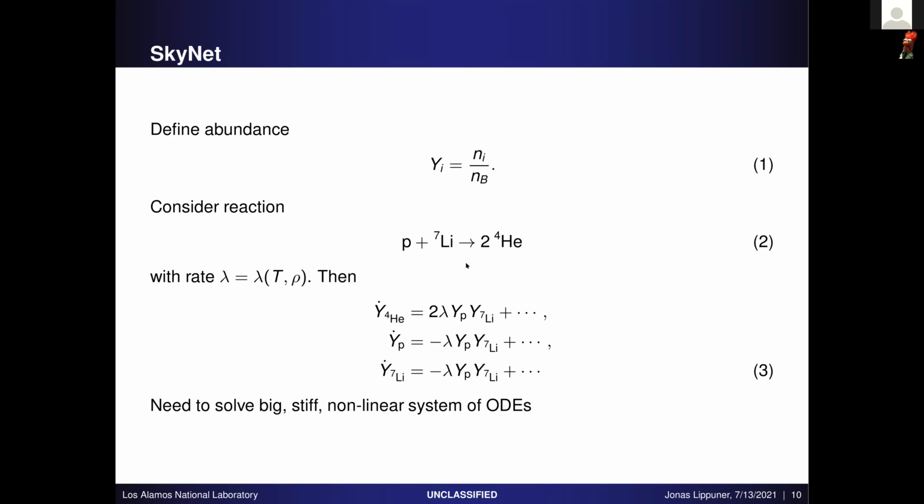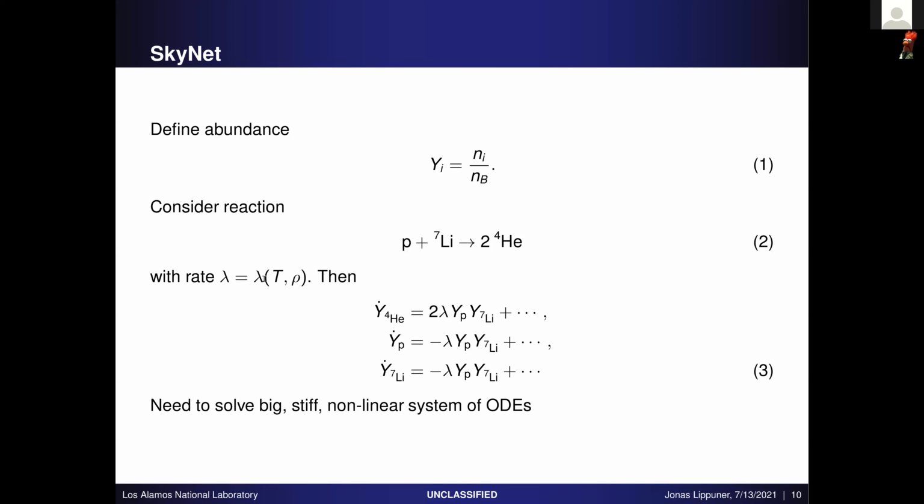So if we consider one particular reaction, say a proton that captures or interacts with a lithium-7 nucleus, and that then produces 2 helium nuclei, then we need to know what this reaction rate is. Let's call it lambda, and it's usually a function of temperature and density, and could be some other parameters as well. This is something that we need to have given to us.